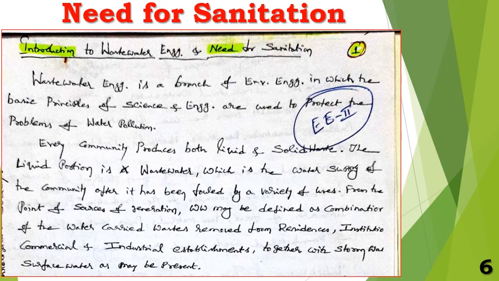Dear students, we are coming to the first module, first topic in your total syllabus. The first topic is need for sanitation. Need for sanitation means why it is required; we have to study this under it. Need means requirement. Sanitation means what? It is nothing but cleanliness.